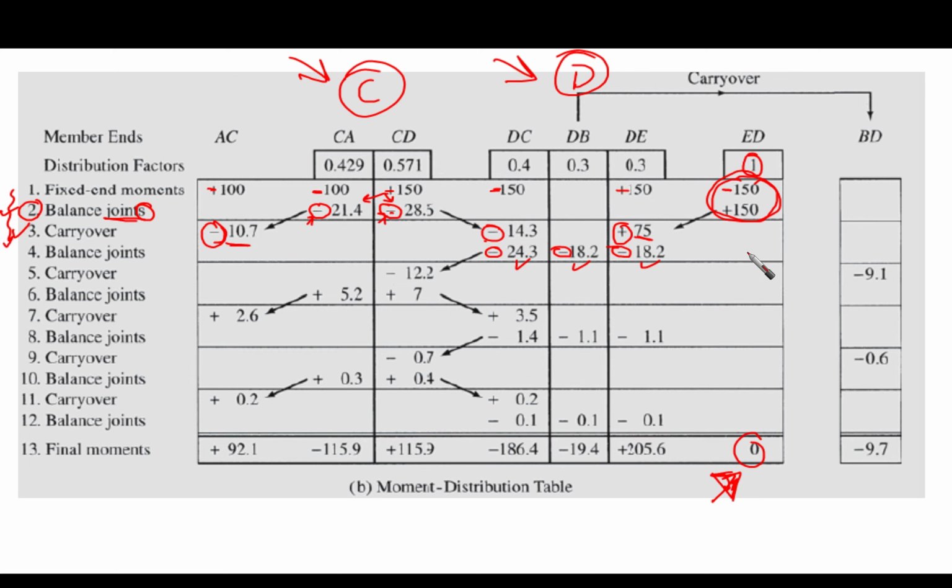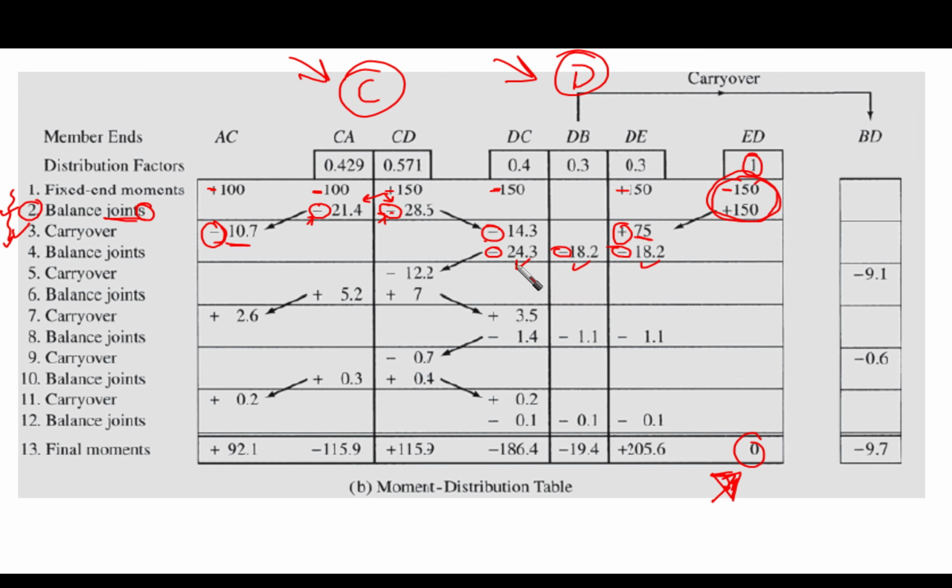Do we have anything to balance here? The answer is no. Then we have balanced point D, no balance at point C, no balance at point E. Then we can draw the line which is ending the round of balancing, and then we are going to make carryover. Fortunately, there is nothing here at point D, so no carryover would be carried here, and also at point E. So we should drop it now. From now on, we should not think about it.